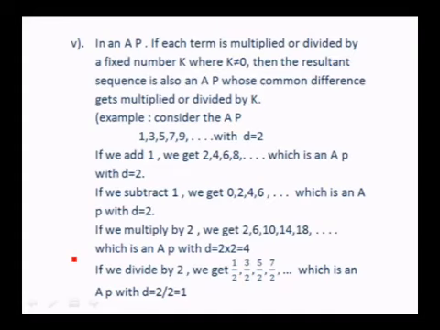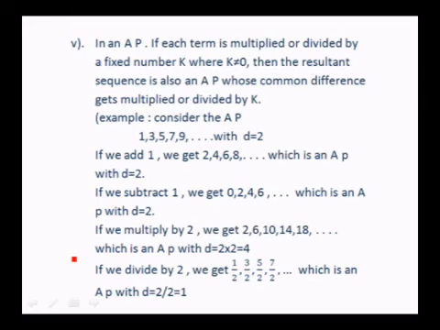If you take 1, 3, 5, 7, 9, which is an AP with common difference 2, and add 1, we get 2, 4, 6, 8, etc., which is an AP with the same common difference 2. If we subtract 1 from each term, we get 0, 2, 4, 6, etc., an AP with common difference 2. If we multiply by 2, we get the AP 2, 6, 10, 14, 18, etc. Of course, here the common difference changes. You have to multiply the common difference also by 2. So d is 2 into 2, 4.